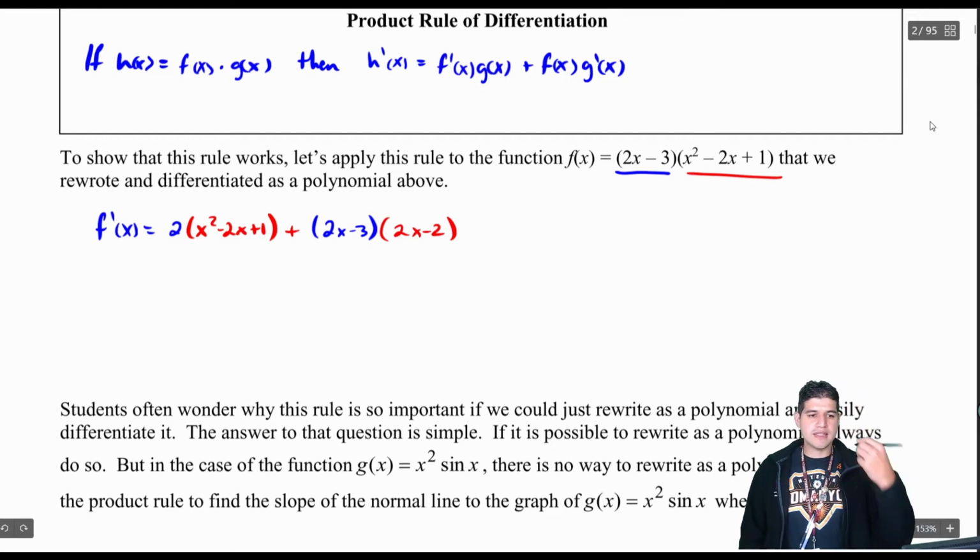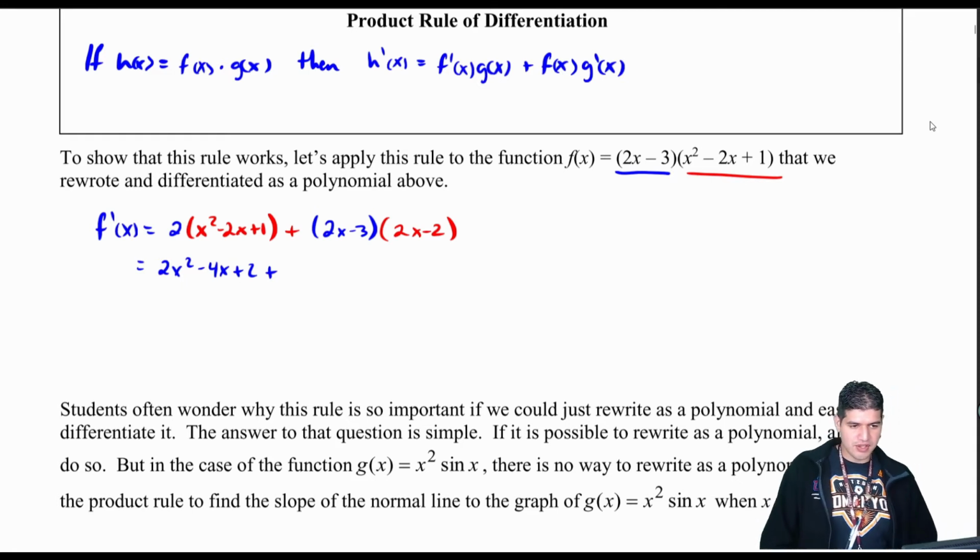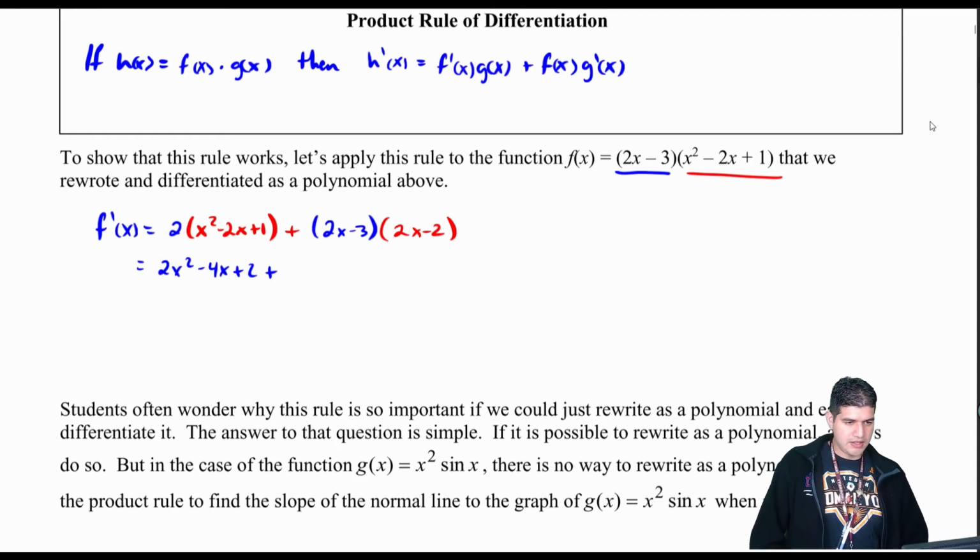And now we just need to simplify this real quick. So that's going to be 2x squared minus 4x plus 2 plus, all right, we got a first, outside, inside, last, this one, FOIL it. And we're going to get 4x squared minus 4x minus 6x plus 6. All right, that looks good.